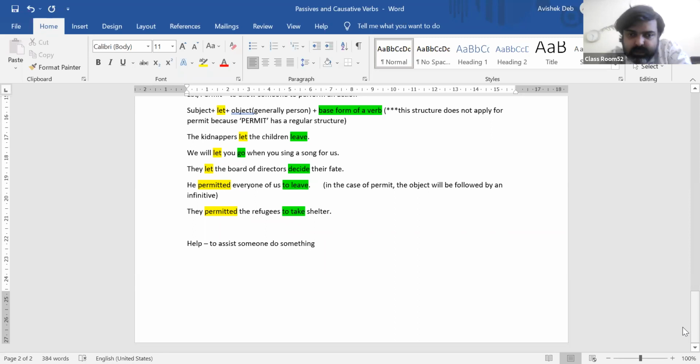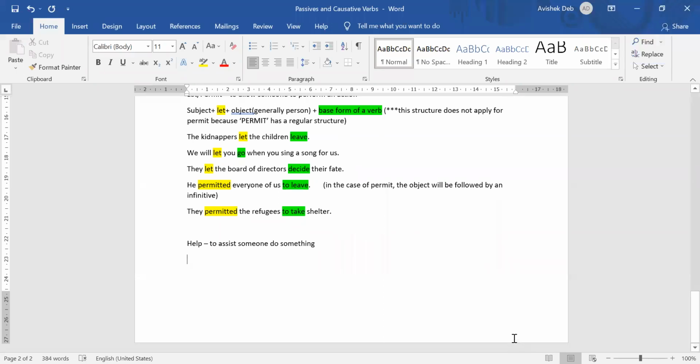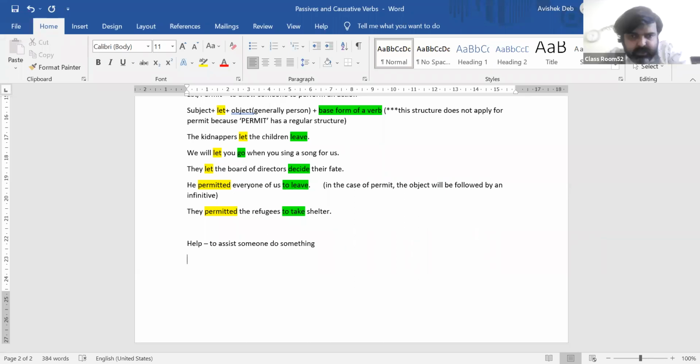Can you tell me a sentence using help as a causative verb, Sarthak? Okay, what about Vinamra? Rajesh. Okay, Satyam Tripathi. Satyam ji. We should help each other. Yes. How can I use help as a causative verb?